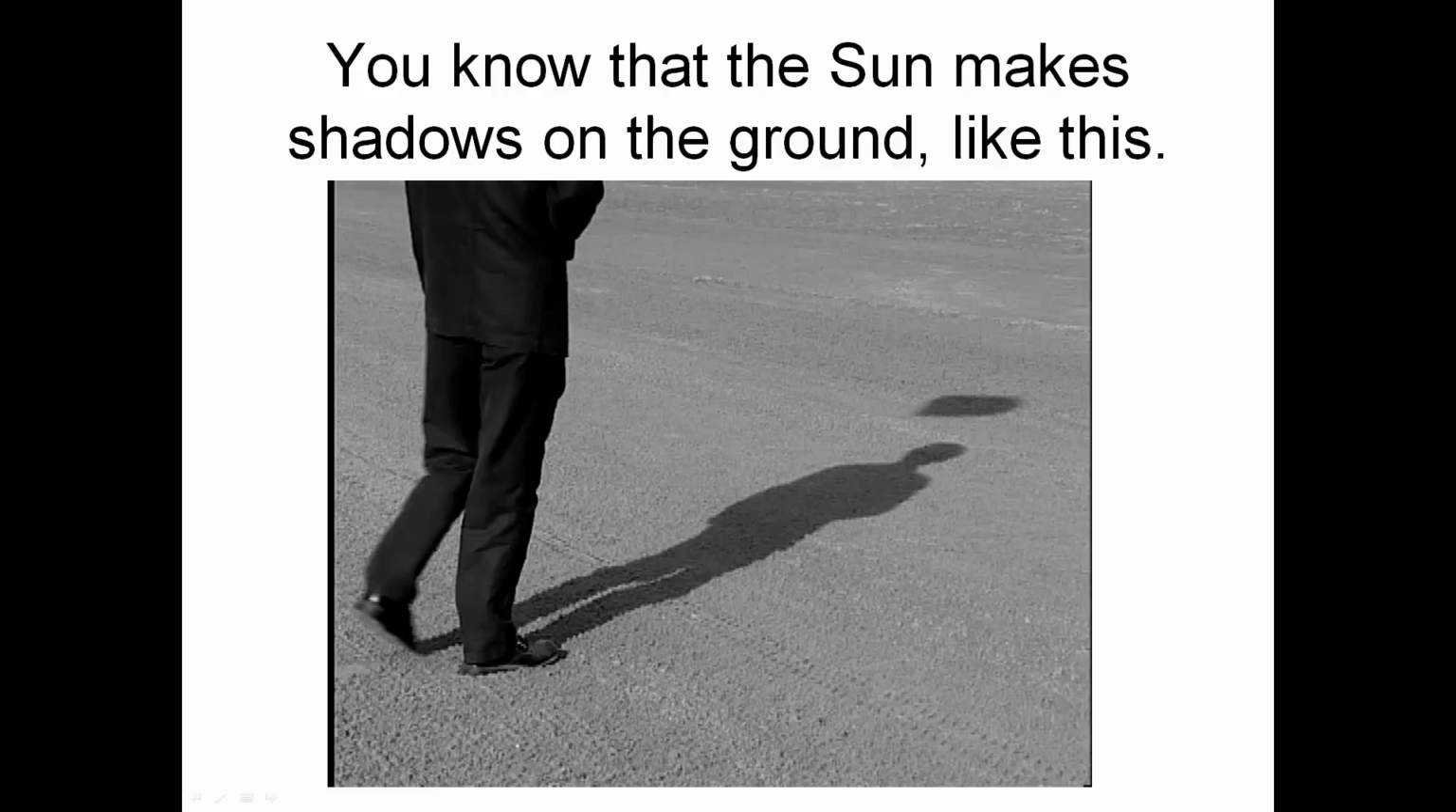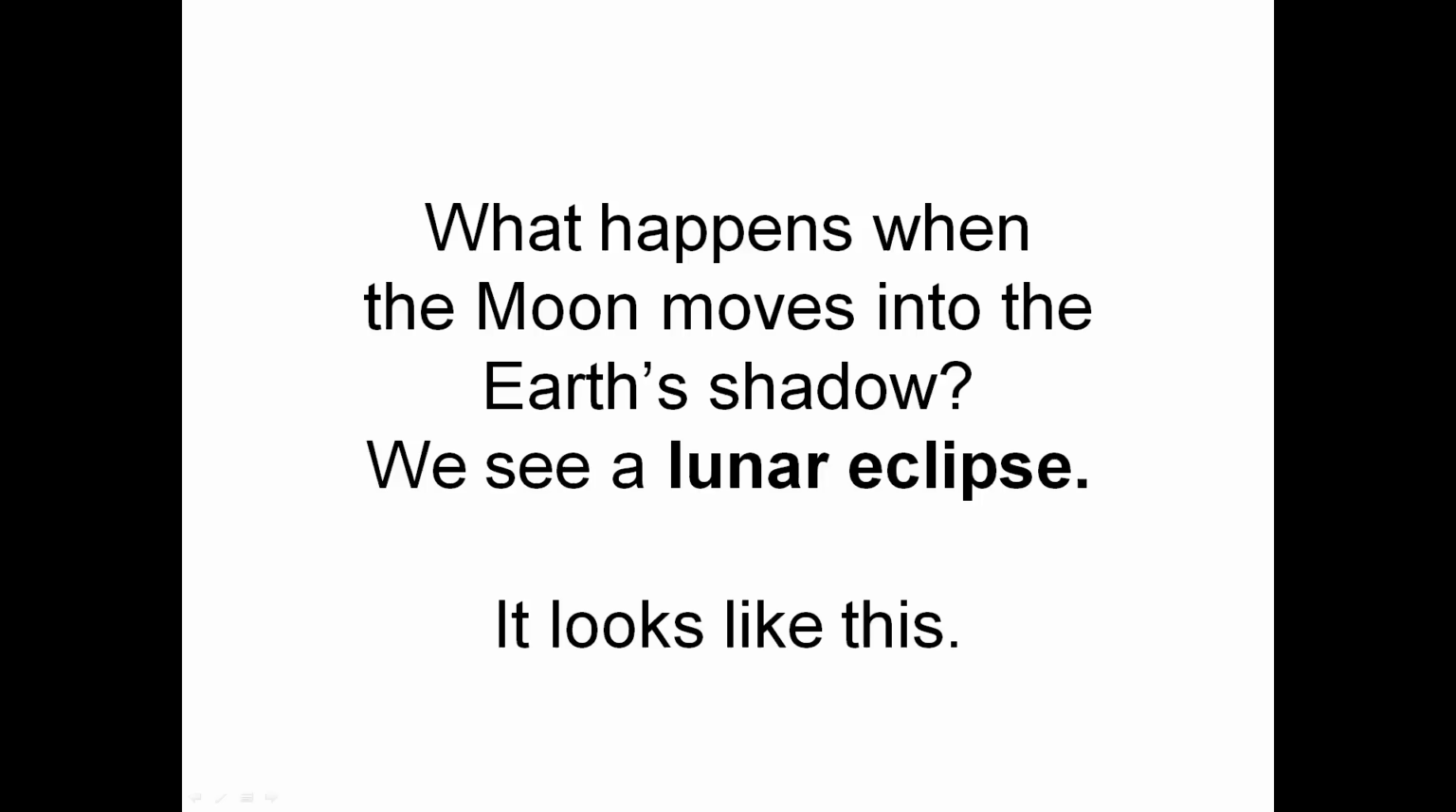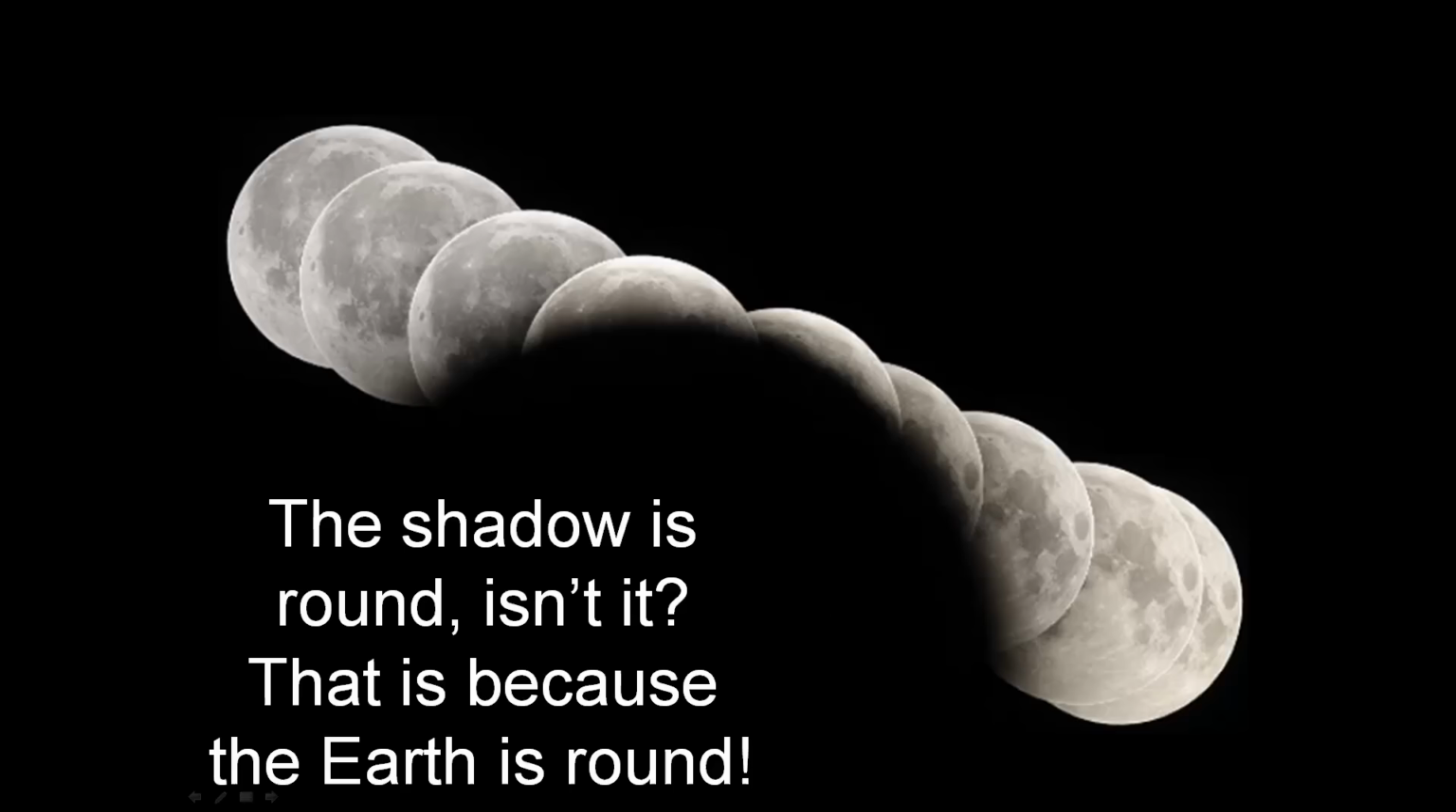You know that the sun makes shadows on the ground like this. Did you know that the whole Earth has a shadow? Yes, it does. It has a big shadow. What happens when the moon moves into the Earth's shadow? We see a lunar eclipse. It looks like this. The shadow is round, isn't it? That is because the Earth is round.